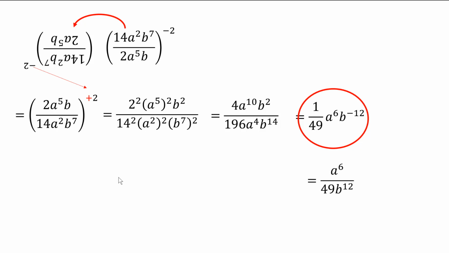Or if you want to, you could just put that b to the negative 12 in the denominator and call it b to the positive 12th. Either one of those answers is fine. It just depends on if the question asks you to leave it a certain way. But either one of those would be correct if you weren't asked to put it in a certain way. But it is as simplified as it can get.